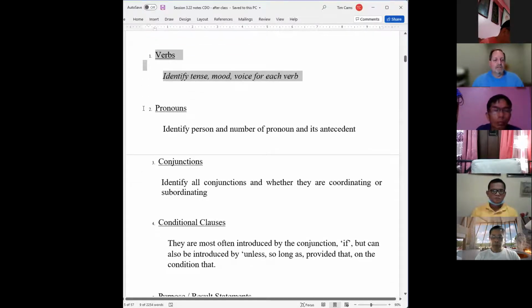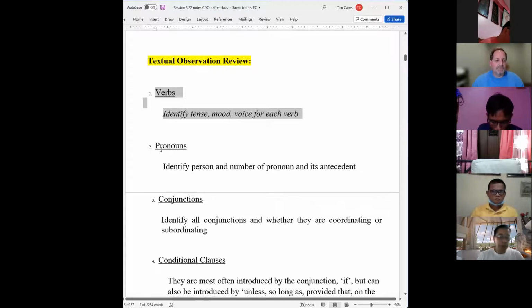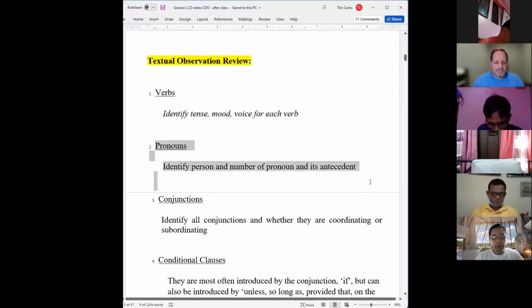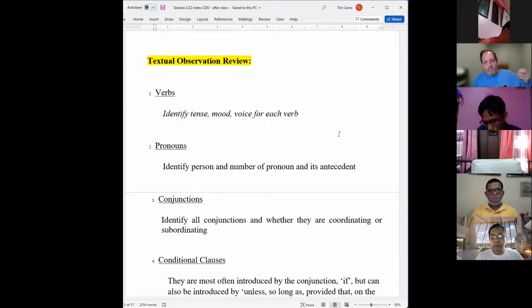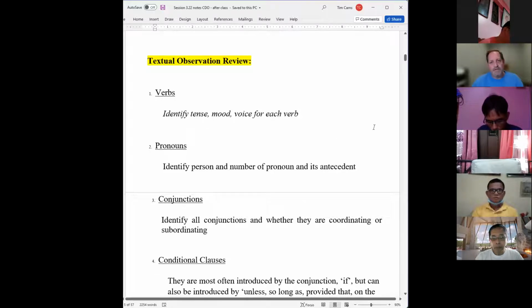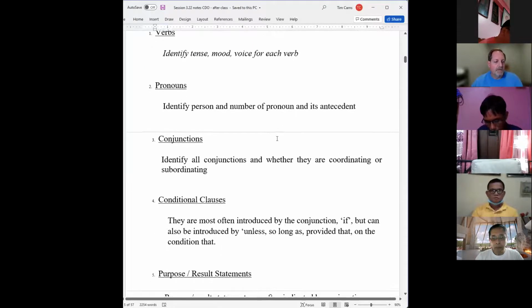And then the second textual observation we want to look for is pronouns. And we talked, I think, a little bit last time about that as well, the importance of identifying those pronouns and what person it is, that is first, second, or third person, how many, is it singular or plural, and then finally, what does the pronoun refer to? And that can be very important. We looked at, I think, an example in Philemon last time, the importance of understanding who the pronoun refers to.